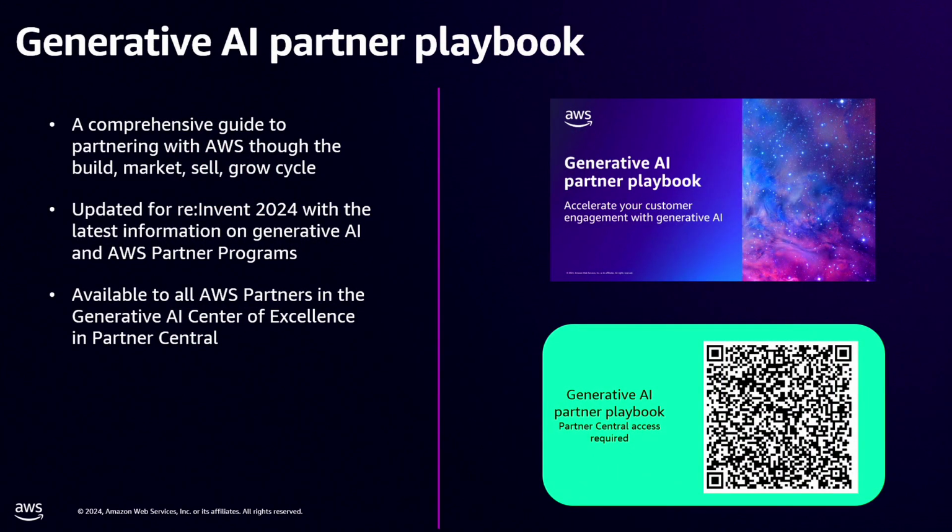We also encourage you to go take a look at our generative AI partner playbook. I think this was just updated. Take a scan of it. We have a whole guide about how you can go to market, how you can build and grow with generative AI on AWS. And as mentioned, this has just been updated, and this is available to all partners in our GenAI Center of Excellence in Partner Central.